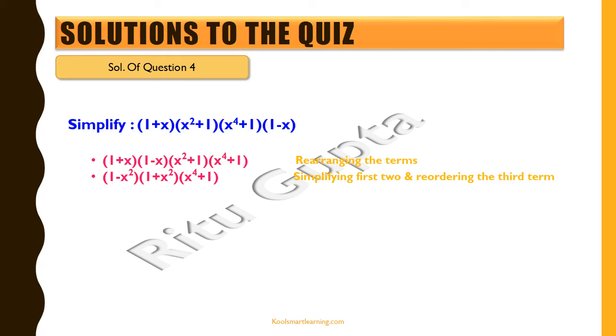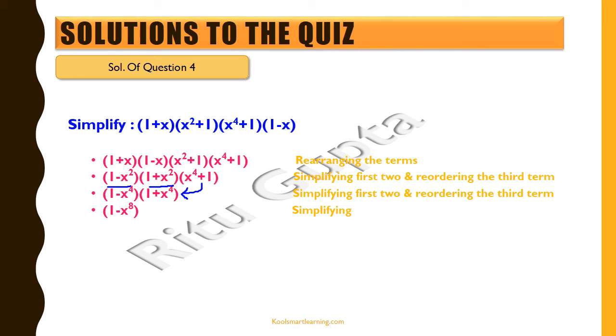and now since we want to use some identity, this x square plus 1 should also be of the form 1 plus x square, so that we can use the identity of the type a minus b and a plus b. So for the first two terms using the identity, we make it 1 minus x square, and then the third term we rearrange to make it 1 plus x square, and the fourth term we keep like that. Again using the same identity, it becomes 1 minus x raised to power 4 into, again we rearrange it to 1 plus x raised to power 4, and now again using the same identity, it becomes 1 minus x raised to power 8. So that's the final answer for the question, which is option D.